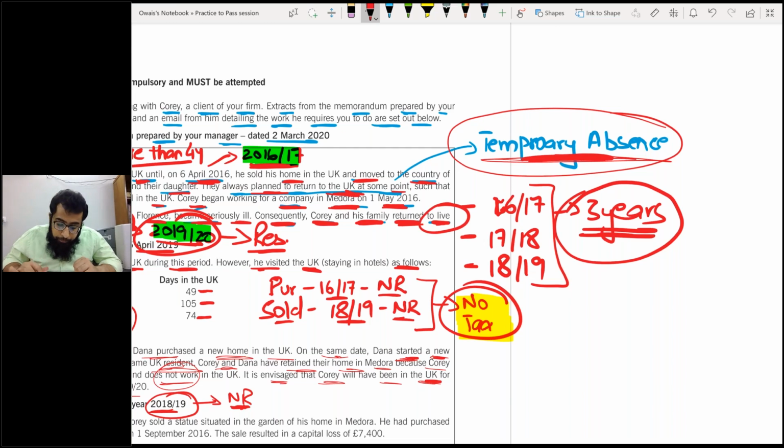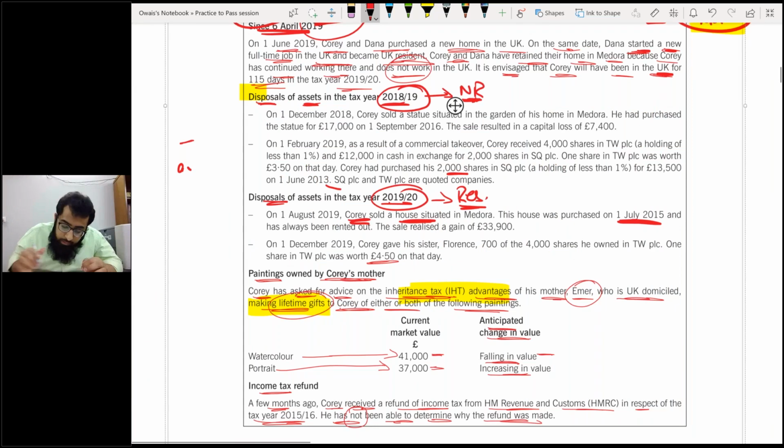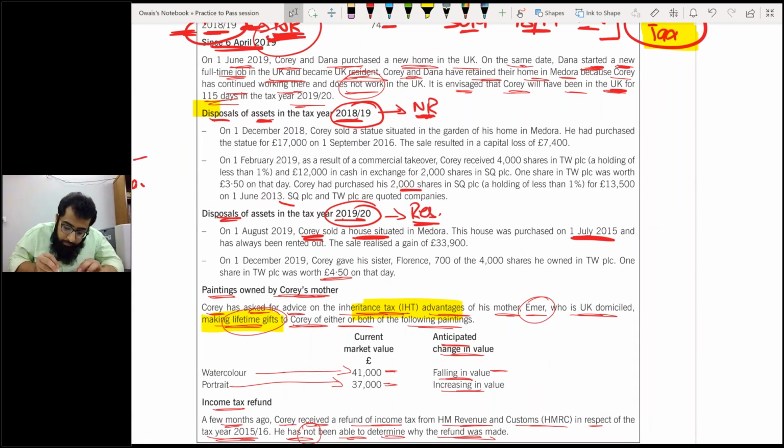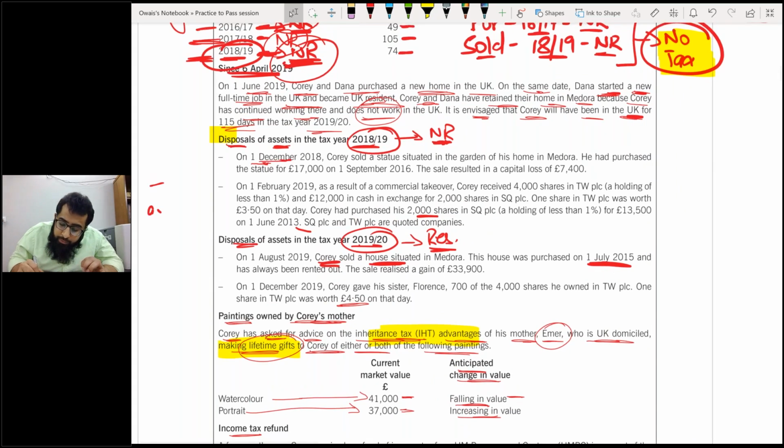Now, on 1st December 2018, Corey sold a statue situated in the garden of his home in Medora. He had purchased the statue for 17,000 on 1st September 2016. The sale resulted in a capital loss of 7,400.